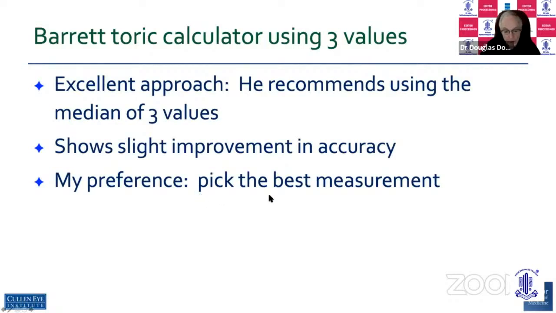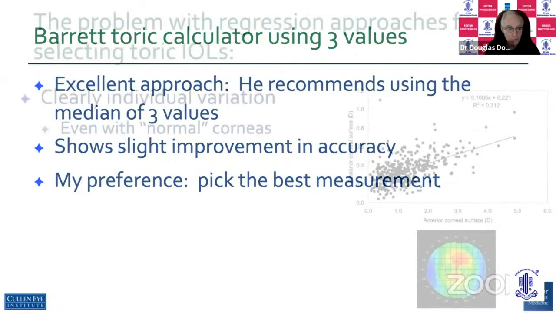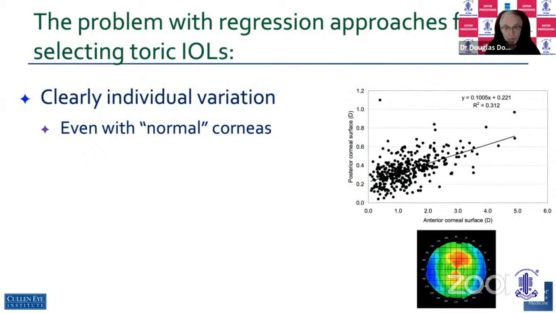My preference, though, is really to pick the best measurement. And by best, I mean I look at the reproducibility and I compare it to other measurements. So I look at each one separately and pick the best one. And with that approach, we've been pretty accurate. So the problem, though, with all of these formulas that don't measure the total corneal power is that there's variation in posterior corneal curvature.